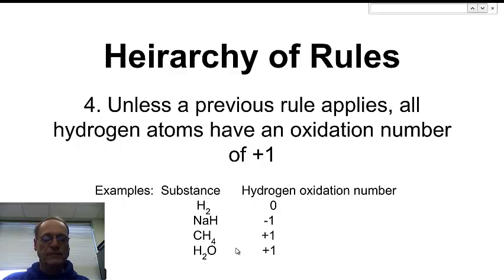Other than that, any hydrogen will always be a +1. So in methane, CH4, the oxidation number of hydrogens is +1. H2O, oxidation number of +1. Any other compound of hydrogen with other stuff, unless it's H-, it's going to be a +1 oxidation state. So just basically hydrogen's always +1 with a few exceptions.